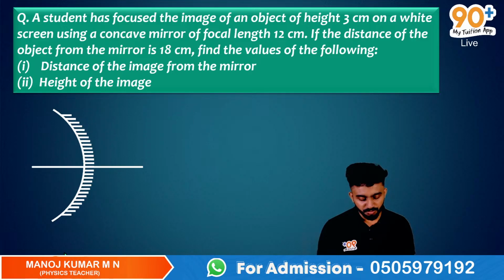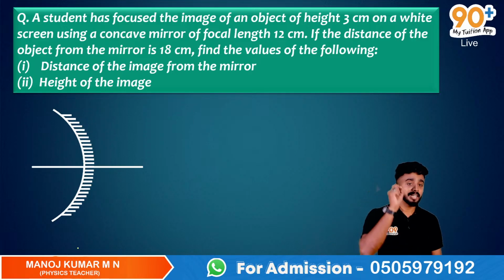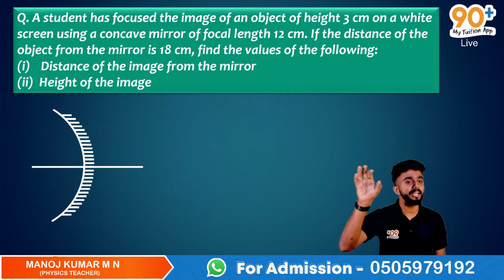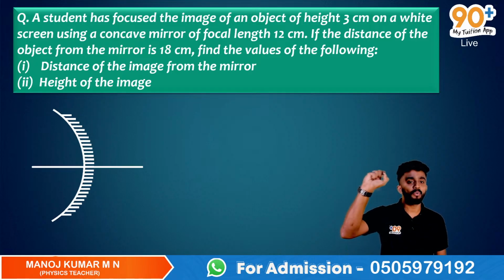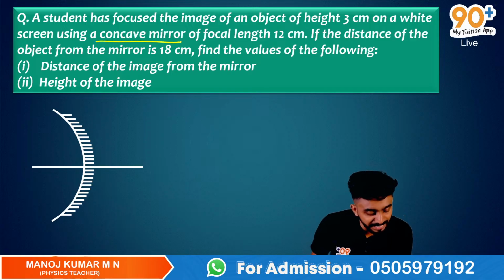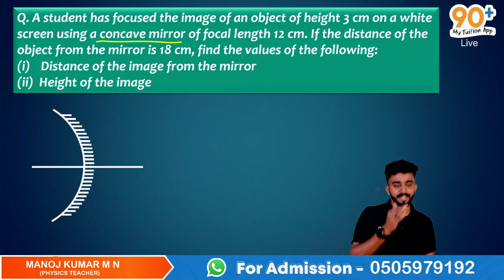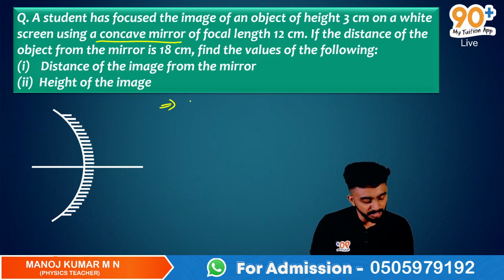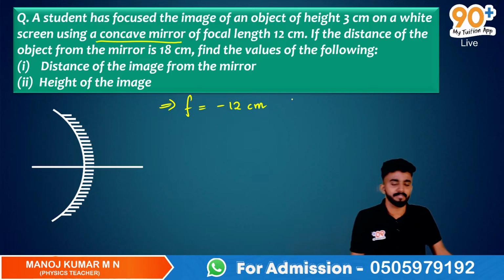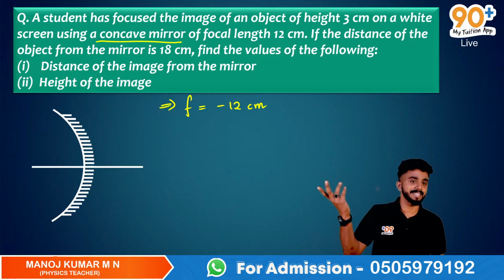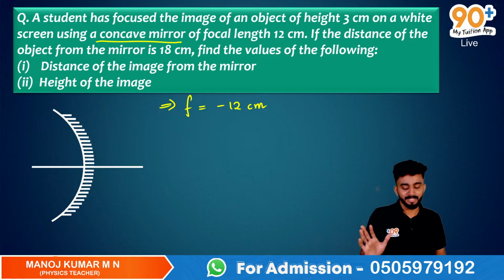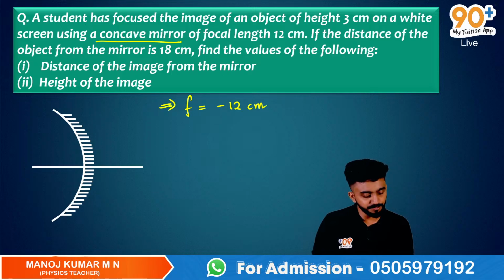I'll just write the values which are given over here. So the question is, a student has focused the image of an object of height 3 cm on a wide screen using a concave mirror. That is the major takeaway in this question. It is mentioned that it is a concave mirror. So we know that the focal length of a concave mirror is always negative. So we can write the focal length which is given over here, f is equal to minus 12 cm, because in the case of concave mirror, focal length is always negative. So we took this value.